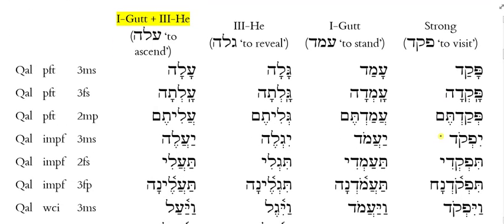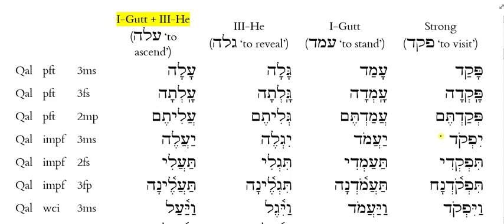In the qal perfect 3ms, starting with the strong verb, we have pakad. Notice that this is the verb form that doesn't exhibit any weakness and no oddities. It is truly a strong normal verb. And so pakad has long A, short A. 1 guttural verbs do not exhibit any weakness in the qal perfect under most circumstances. And so if you notice, the 3ms is amad, long A, short A.